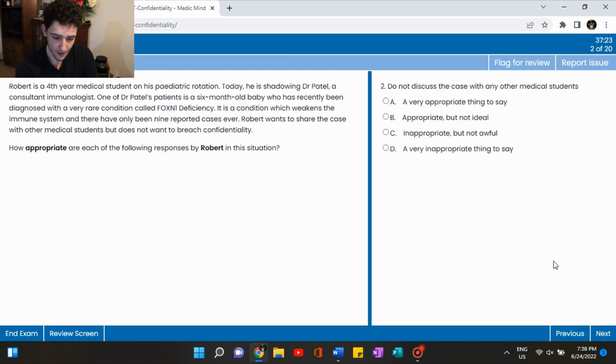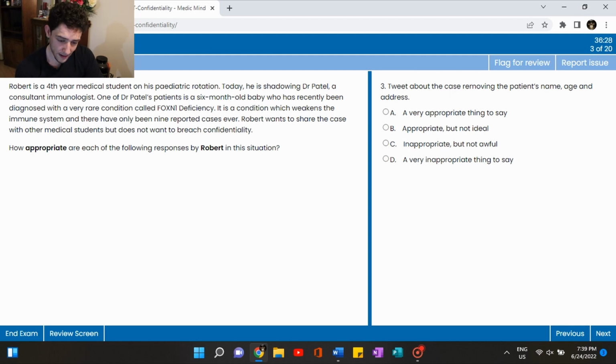Number 2, do not discuss the case with any other medical students. By following this idea, you are maintaining confidentiality because you're not telling anyone about this patient. But at the same time, it's good for medical students to share medical knowledge and experiences. So it's not inappropriate because it's maintaining confidentiality, but it's not ideal either, because how are you meant to learn from this experience if you're not able to share it with other people? So, appropriate but not ideal.